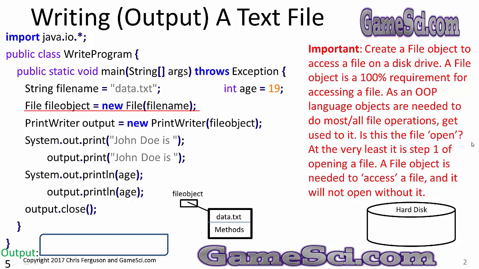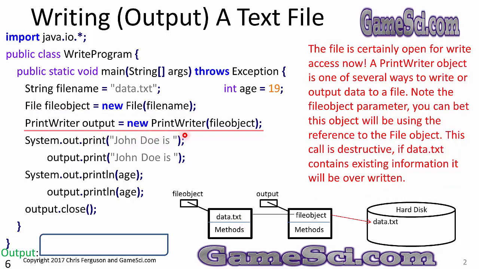Is this the file open I was talking about? At the very least, this is step one of opening a file. A file object is needed to access a file, and it will not open without a file object. Here's the file object as it's created in computer memory. fileObject is a reference to the object that is going to be opened on data.txt.